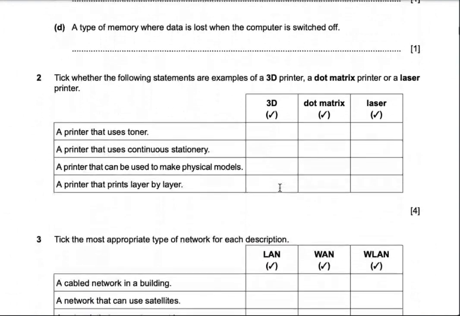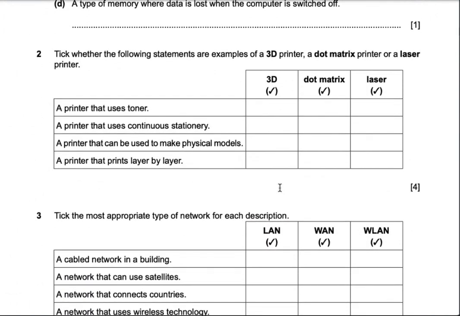Now we're in question 2. We're going to tick this one. It says tick whether the following statements are examples of a 3D printer, a dot matrix printer, or a laser printer. The first one is a printer that uses toner. A printer that uses toner is what? A laser printer.